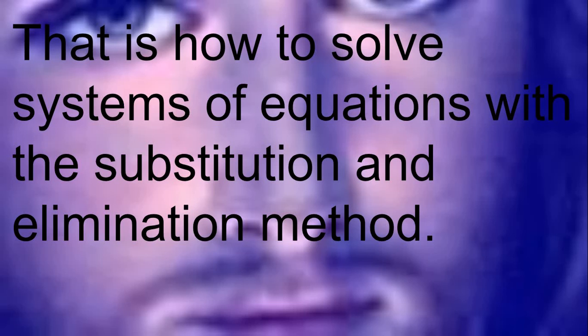Now, all you have to do is add 3 to both sides to get 2x equals 4. When you divide both sides by 2, you get x equals 2. So, the answer is 2, negative 1. That is how to solve systems of equations with the substitution and elimination methods.